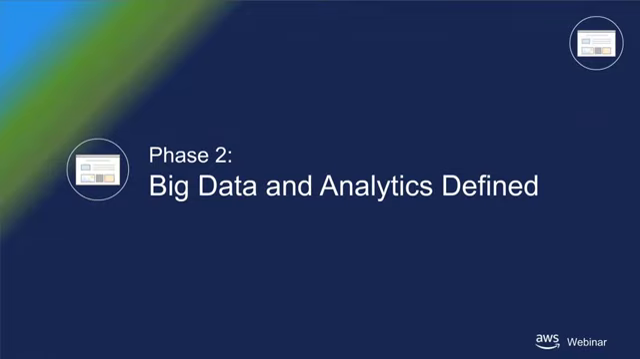So let's shift gears a little bit. I'm going to hand things over to Daryl now, and he'll discuss the broad range of services that AWS provides to help you build and deploy big data analytics applications quickly and easily. Great. Thanks, Joe. Appreciate it. Well, AWS provides a broad range of services to help you build and deploy big data analytics applications quickly and easily.